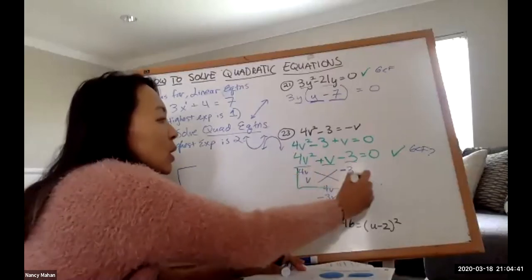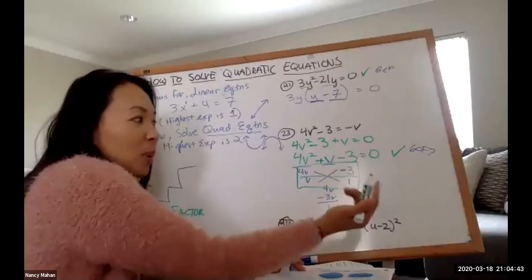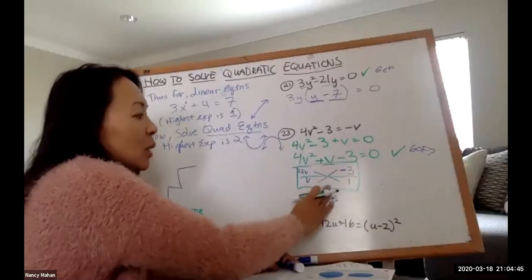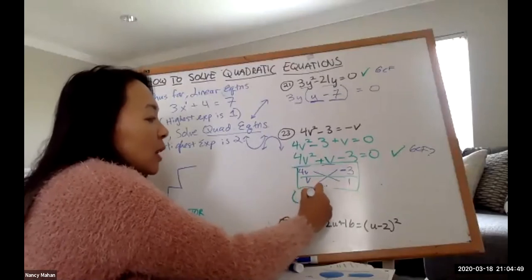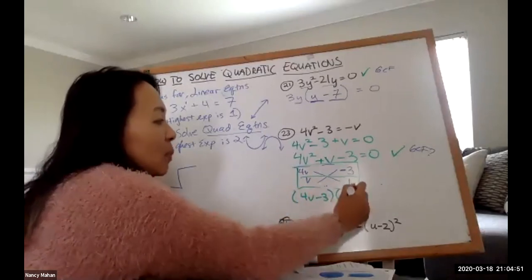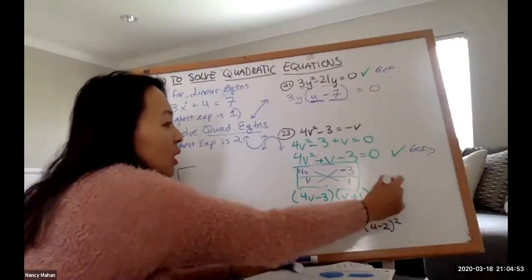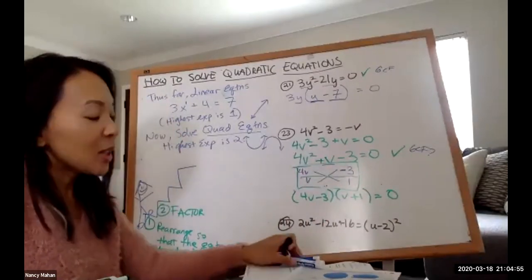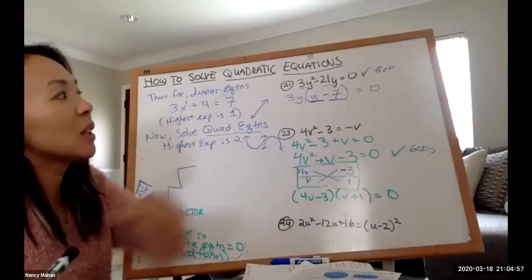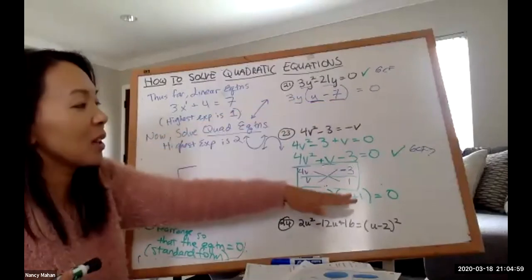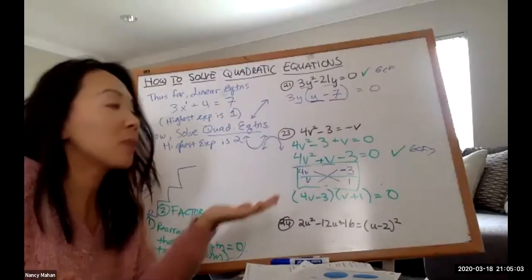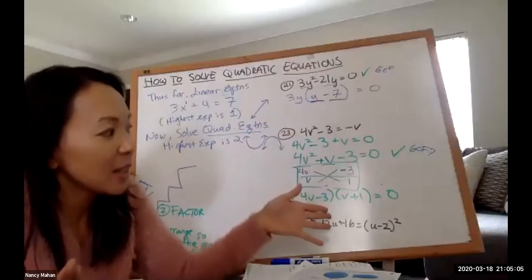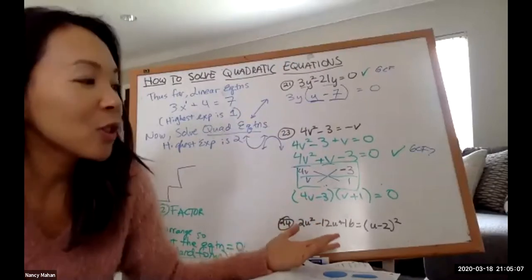So I'm going to box it. And when I box it, so here I'm going to erase this just for the sake of space, I end up getting 4v minus 3 times v plus 1 is equal to 0. Okay. So as you can see, step 2 can either be really fast or really long, depending on what you have to factor. So everything you've been learning about factoring comes into play here. So what do we do after that?